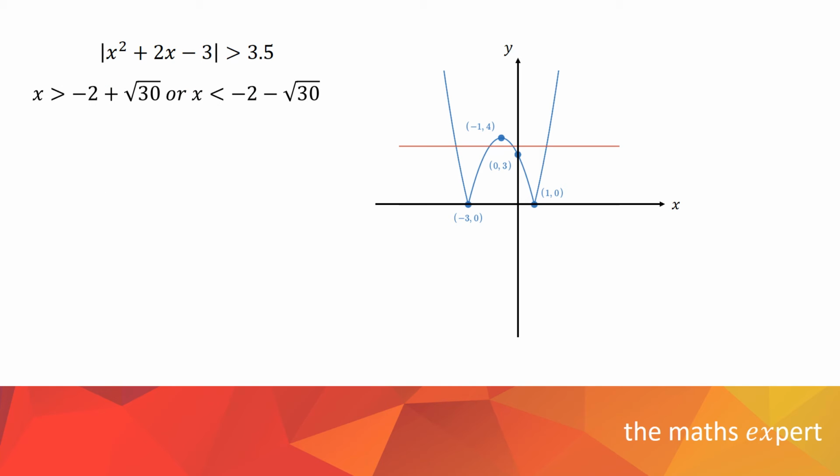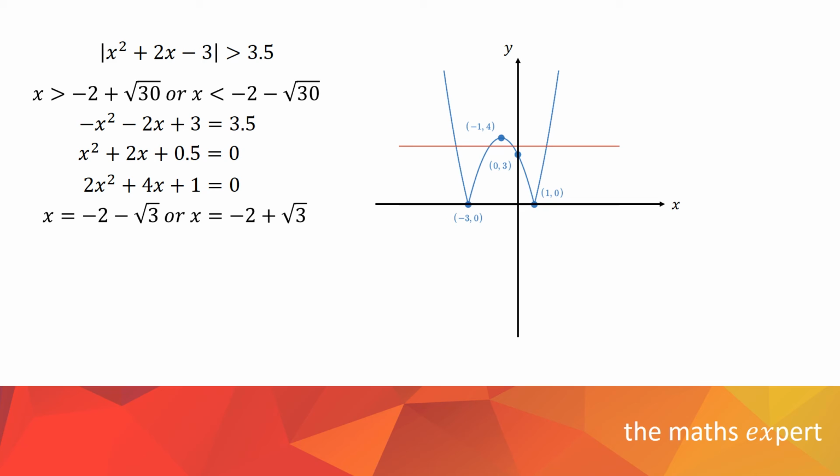I can now do a similar thing, but this time setting the negative of the quadratic equal to 3.5 and solving. I can see this relates to one whole region, so my solution is x is between -2 minus root 3 and -2 plus root 3.